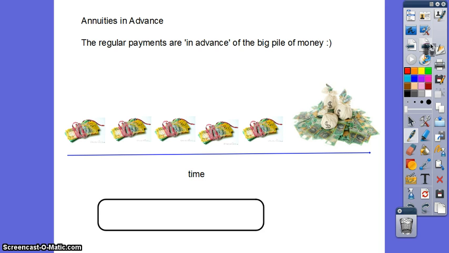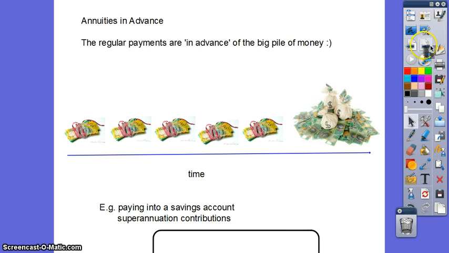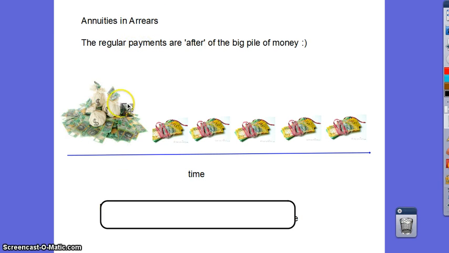Now, annuities in advance. The regular payments are in advance of the big pile of money. So an example would be paying into a savings account or superannuation contributions. You pay your money in, pay your money in, pay your money in. All the time it's growing as the interest gets applied to it, and you finish with a big pot of money. Very nice.